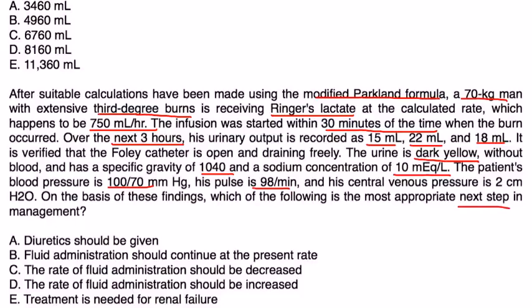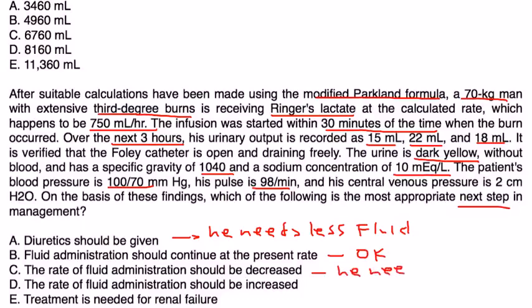Okay, well, let's go through these. Diuretics should be given. Well, this means that he has received too much fluid. So if this was correct, that would mean that he needs less fluid. Okay, let's look at the next one. Fluid administration should continue at the present rate. So this means that everything is okay. The rate of fluid administration should be decreased. So that means he needs less fluid. Because if the correct answer is C, the rate of fluid administration should be decreased, that means he's currently getting too much, so he needs less.